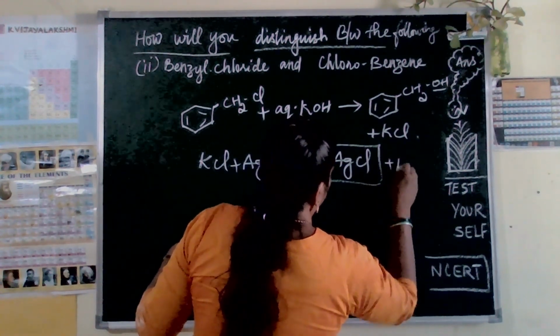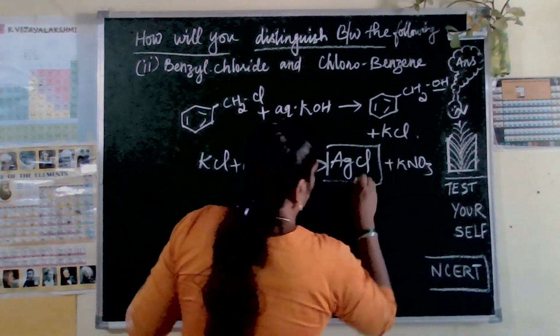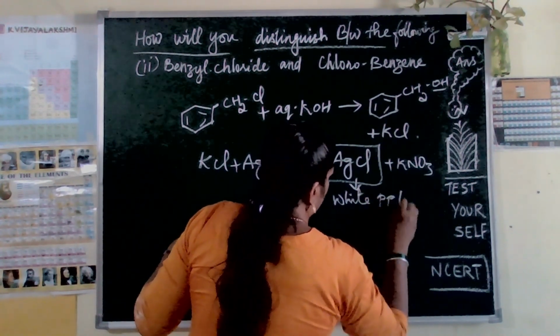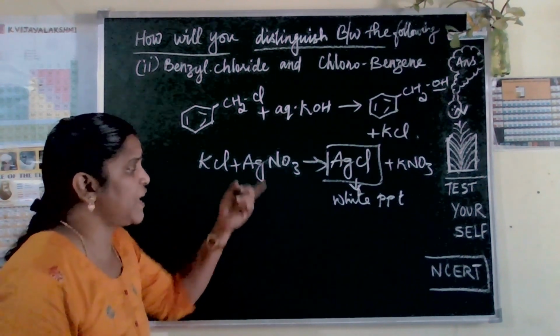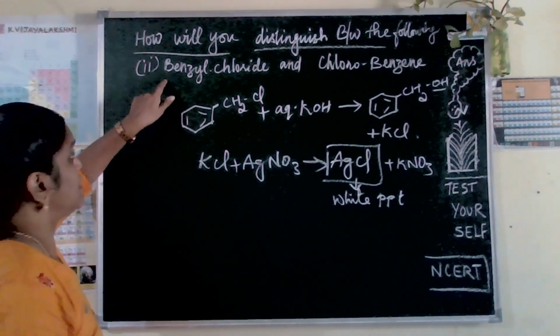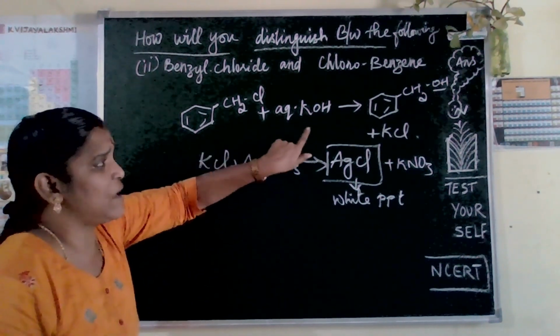AgCl is a white precipitate, then KNO3. Here you get a white precipitate. From that we can identify. You get this white precipitate when benzyl chloride reacts with KOH.